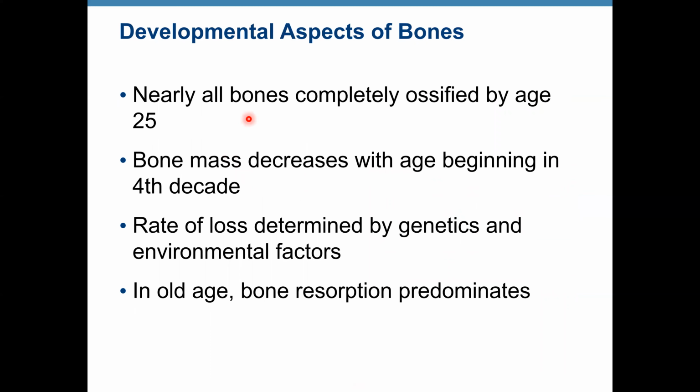Nearly all bones are completely ossified by age of 25. Bone mass, however, decreases in the fourth decade. So when we get older, our bone mass decreases, unfortunately. It's determined by genetics and environmental factors. In old age, bone resorption predominates.